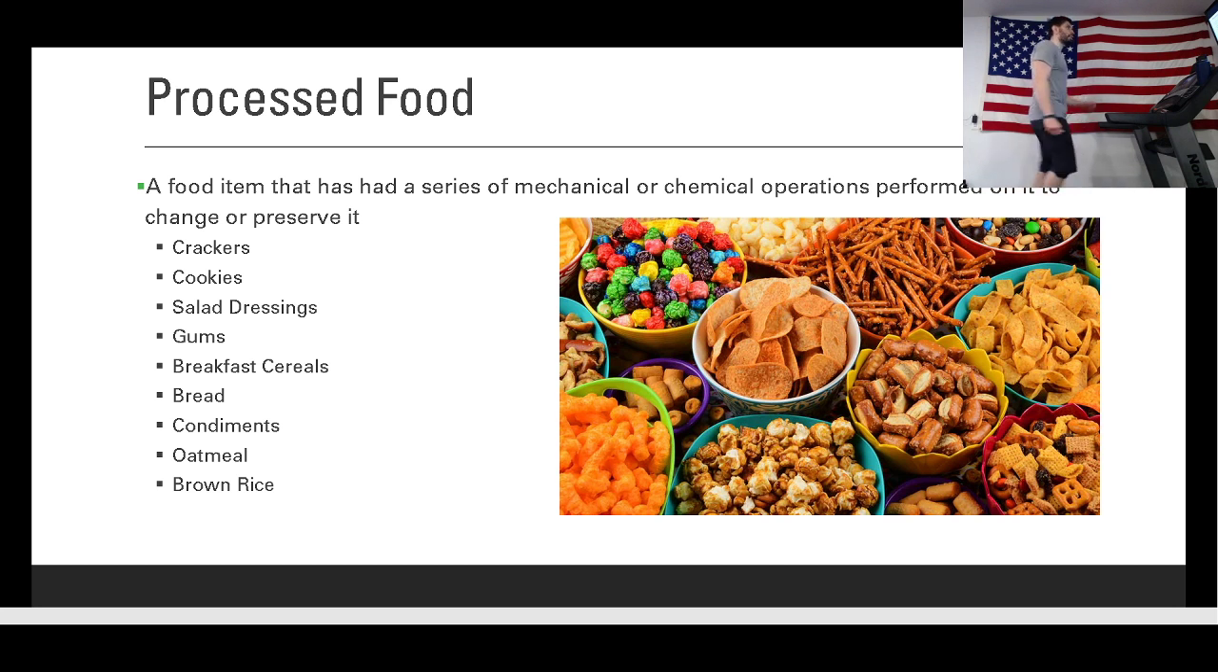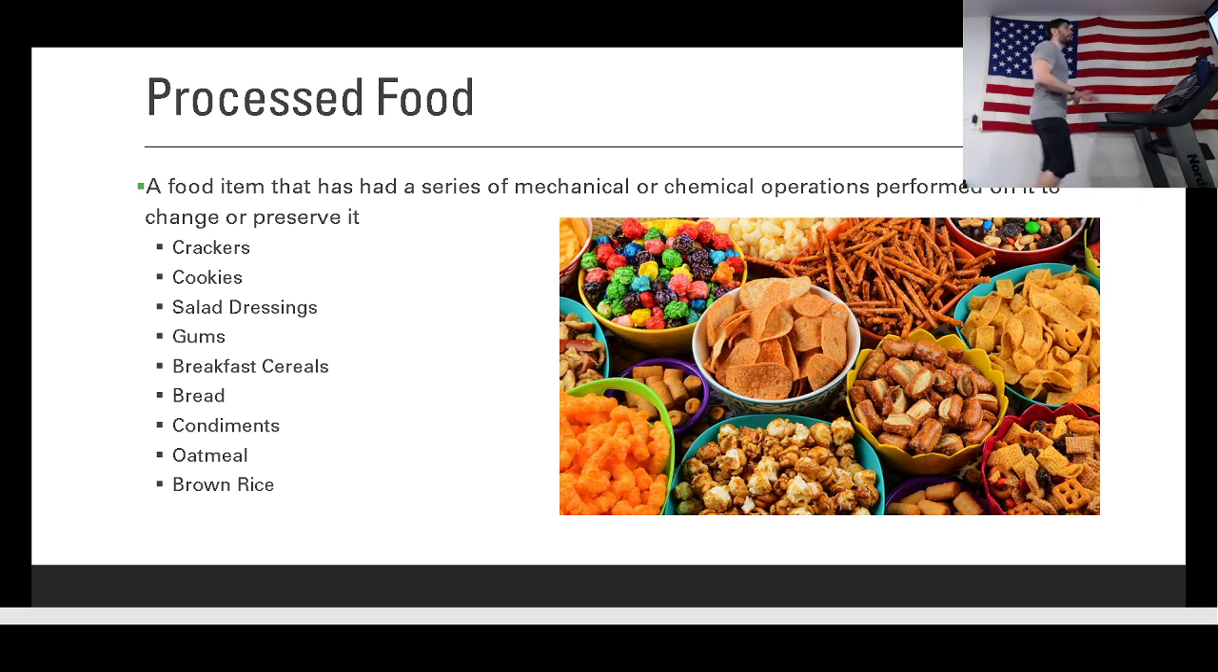More highly processed, right? And this is in no particular order, but as I'm sitting here looking at it, seminar, hey, what's going on? If you're just tuning in, we're going over the paleo diet. This is that step where I wanted to drop some knowledge and educate you guys prior to working out. So processed food, again, is a food item that has had a series of mechanical or chemical operations performed on it to change or preserve it, right?